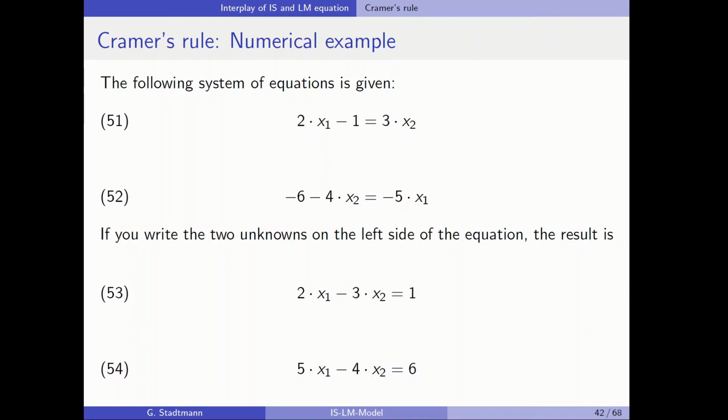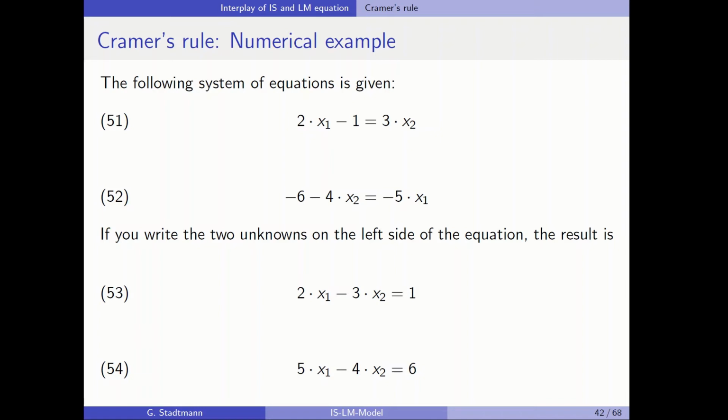This Cramer's rule is good to solve the following problem. We have two variables which are unknown, x1 and x2, and we have two equations which are given in 51 and 52. And this numerical example looks a little bit like our ISLM model, because also in the ISLM model we have two unknown variables, the interest rate and the GDP level, and we have two equations, the goods market equilibrium condition and the money market equilibrium condition. So it seems to be the case that it helps to have some knowledge about Cramer's rule.